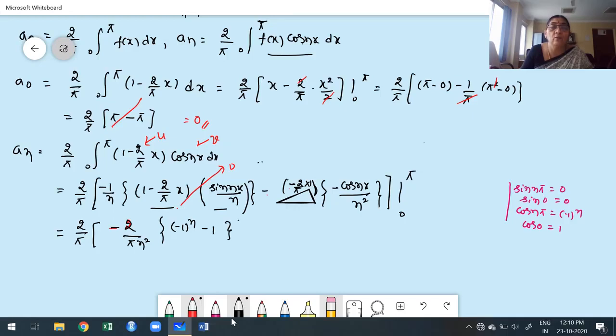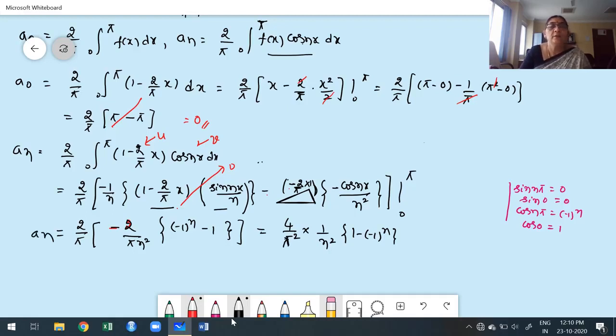Cos 0 is 1. Now observe carefully what we get. Actually this is 2 by pi, 2 by pi. 2 into 2 is 4, so 4 by pi square. Once you take the minus sign inside the bracket, what we get is 1 minus of minus 1 to the power of n. Okay, now this is my an.